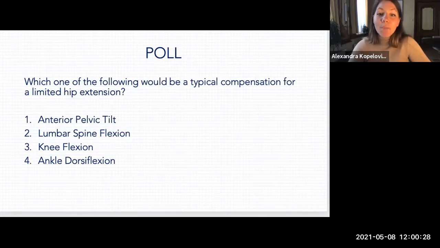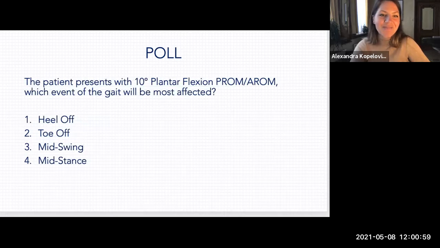Alrighty, so most of you answered correctly. Congratulations, I am very happy. The typical compensation for a limited hip extension would be exaggerated anterior pelvic tilt, and that's what we saw with that video. Lumbar spine flexion would be a compensation for limited hip flexion. Same thing with knee flexion and ankle dorsiflexion. So anterior pelvic tilt will be the first go-to. Good job, everyone. Okay, last one to go.